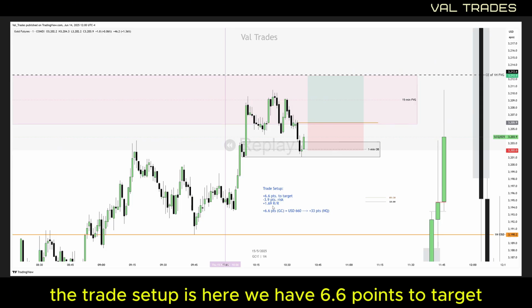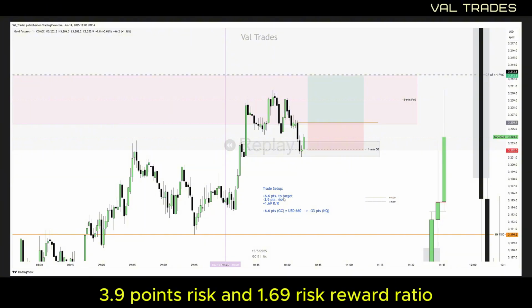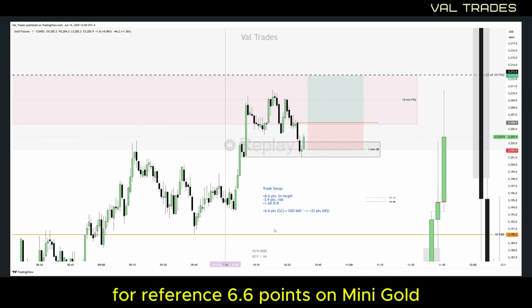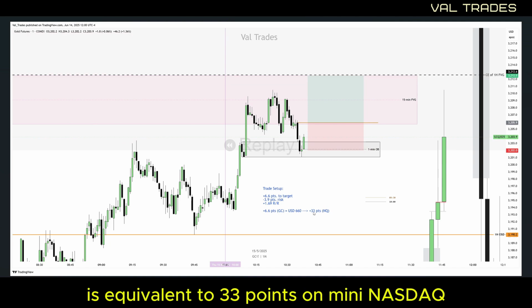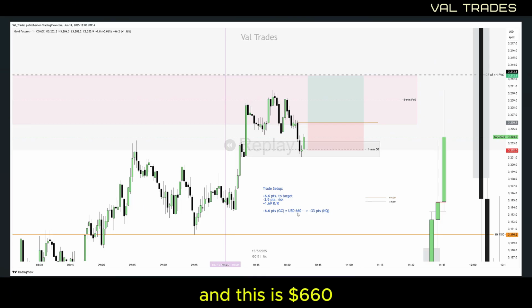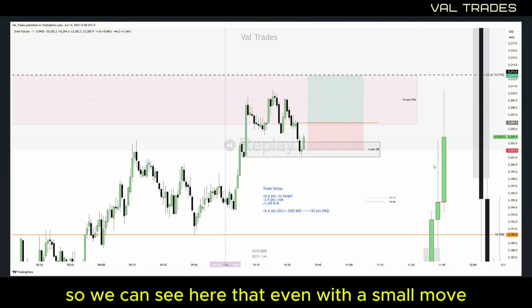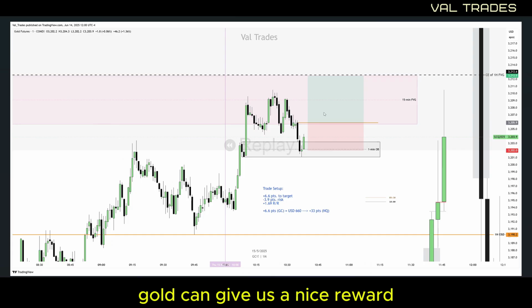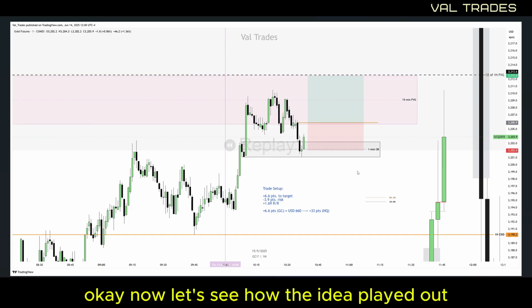The trade setup is here. We have 6.6 points to target, 3.9 points risk, and 1.69 risk-reward ratio. For reference, 6.6 points on mini gold is equivalent to 33 points on mini Nasdaq, and this is $660. So we can see here that even with a small move, gold can give us a nice reward. Okay, now let's see how the idea played out.